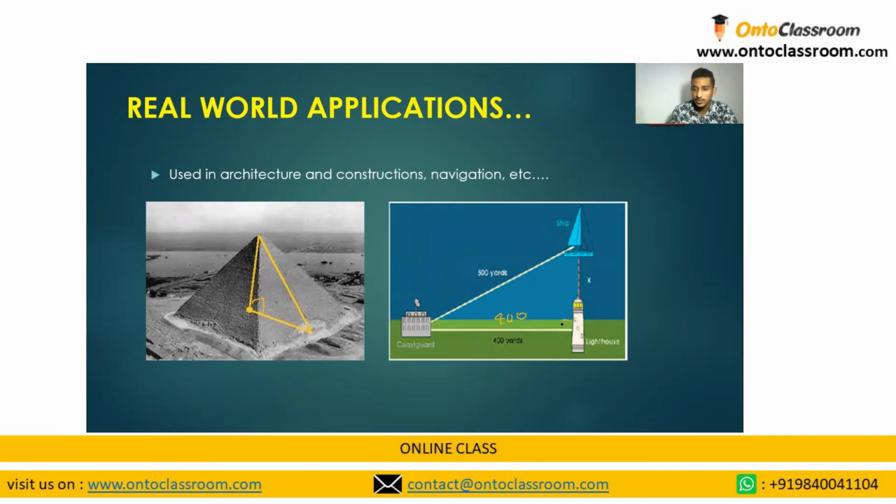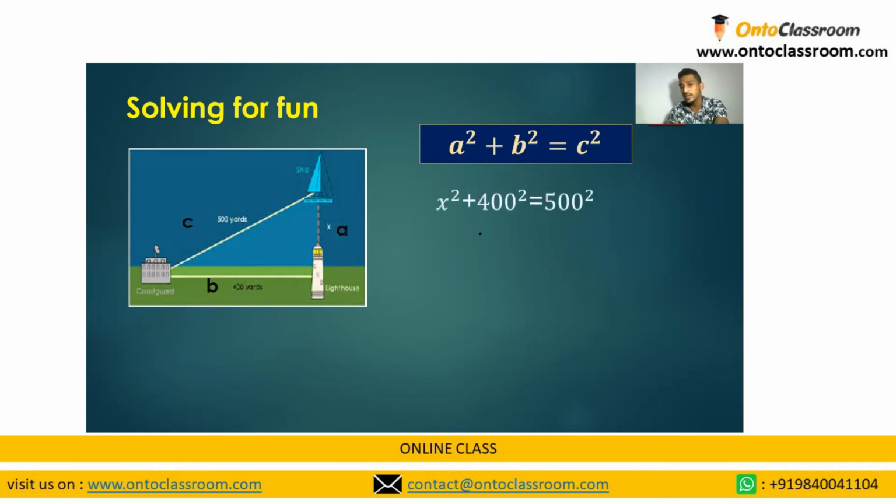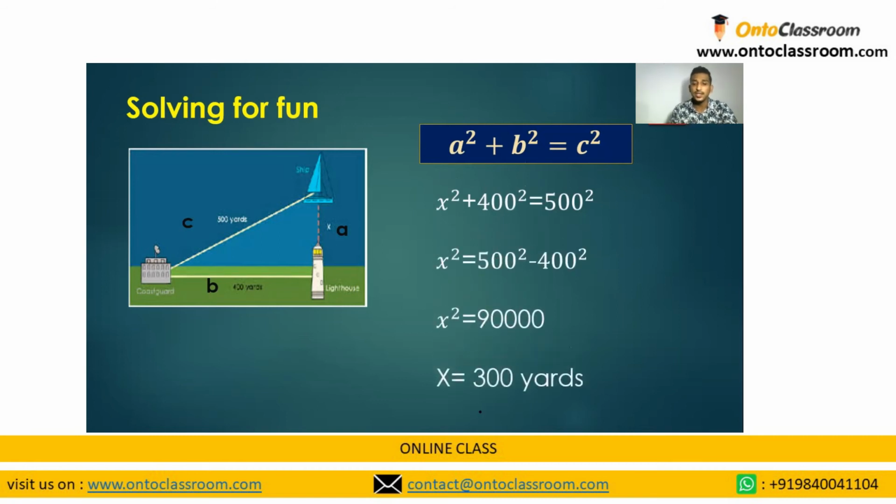So you can build up the right angle triangle in here. So now you can use the Pythagoras relationship. So that's what I have done in here. So the relationship is a squared plus b squared equals c squared. So I'm going to label this as a, this as b, and this as c. So I'm going to substitute the values, and when you simplify and make x squared the subject, you will get 90,000, and when you take the square root of it, you will get 300 yards.